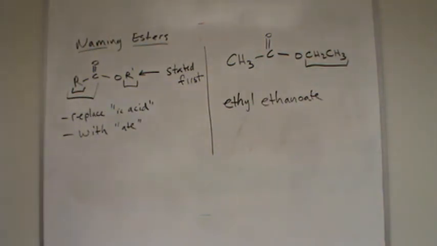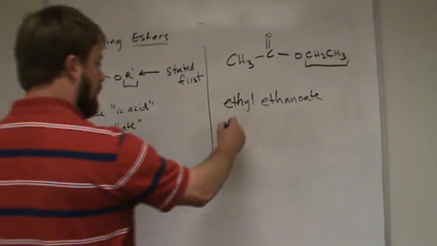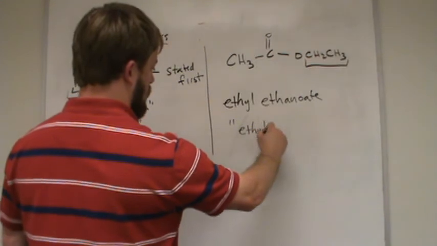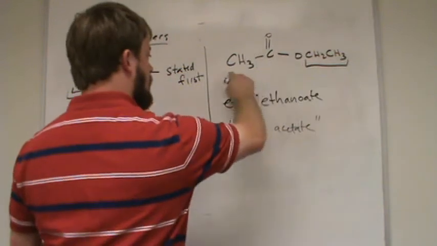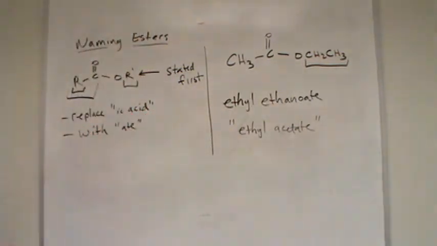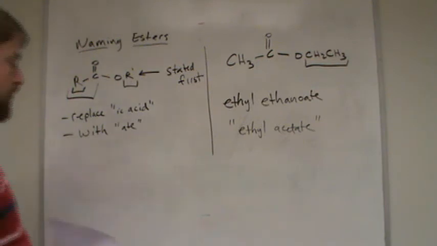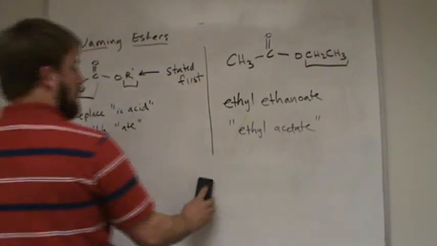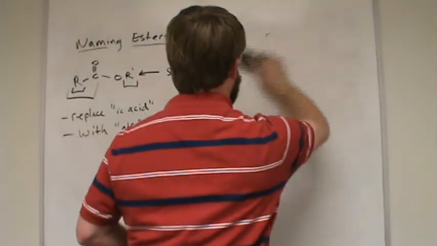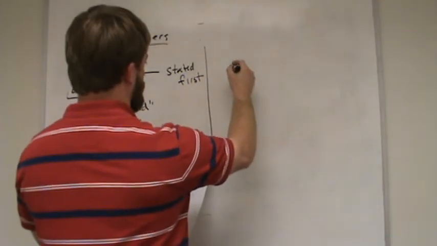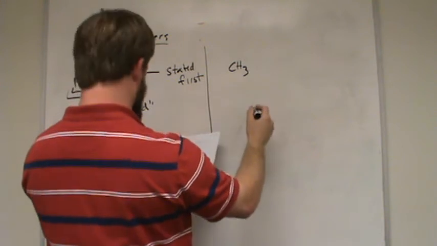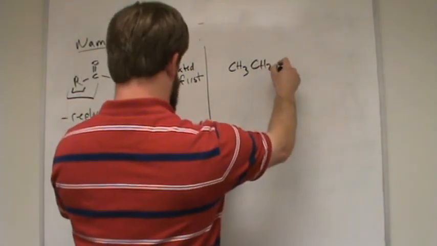Okay. Now you need to know the common name for this because you use it in the lab all the time. It's ethyl acetate. So ethyl, and then the common name of that acid is acetic acid, so ethyl acetate. Let's try another one. Pause it at any time and try and name it on your own, or catch up if you're writing.